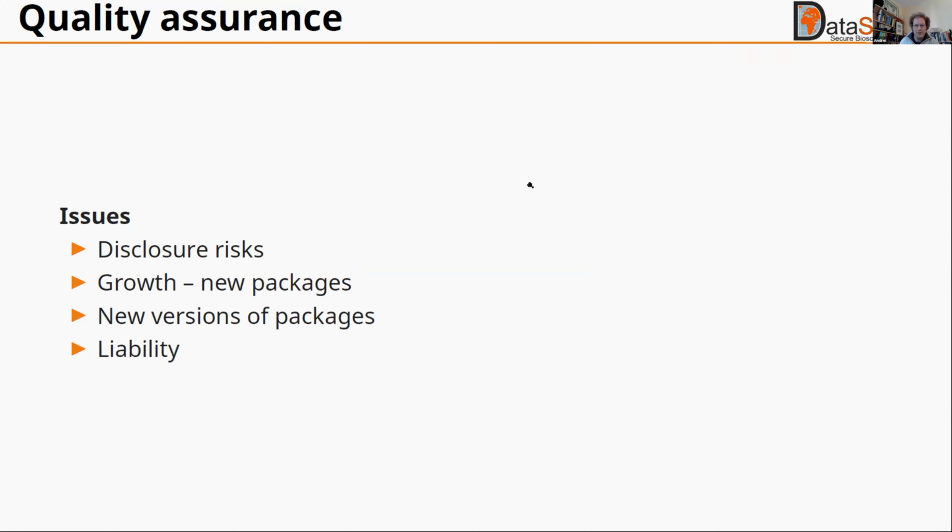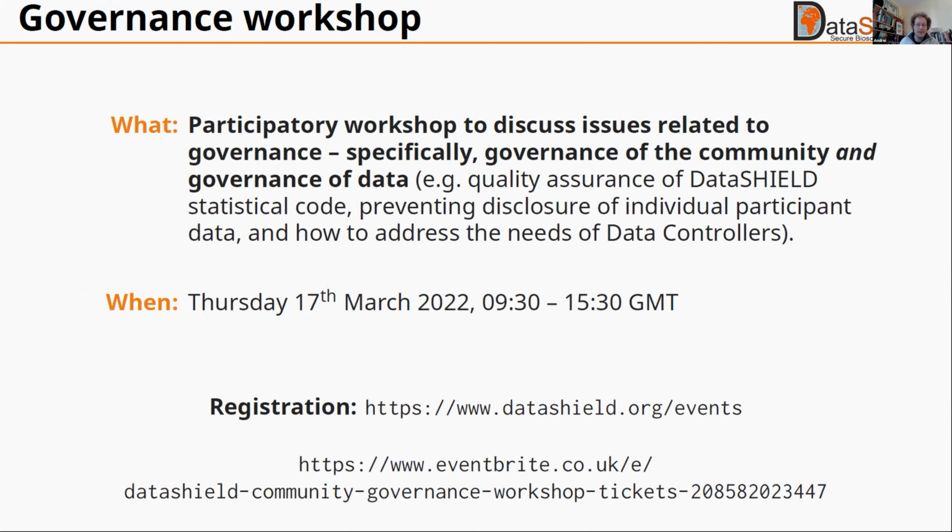There are many different ideas out there, and many possibilities for how we could provide some kind of quality assurance that DataSHIELD does as much as possible to minimize the risk of disclosure. The other thing is the governance of the DataSHIELD community, how we organize ourselves using the kind of community structure that has been suggested. And in order to tackle this issue particularly, but also the issue of quality assurance, we've decided to run a participatory workshop, which we have planned for March next year.